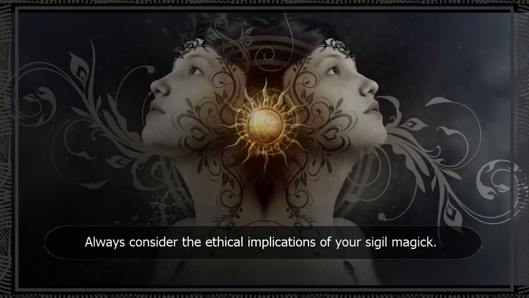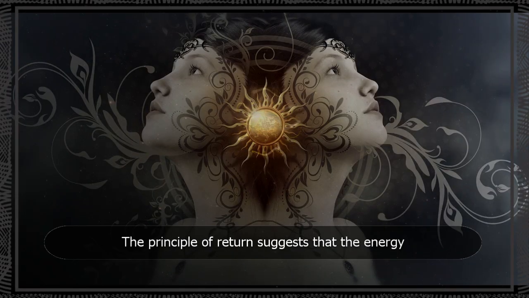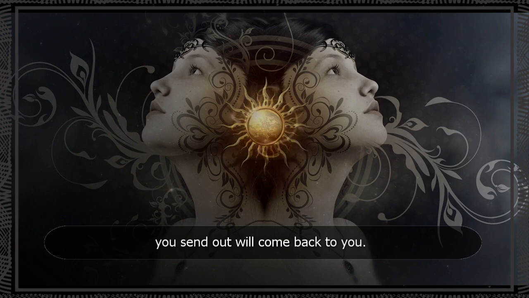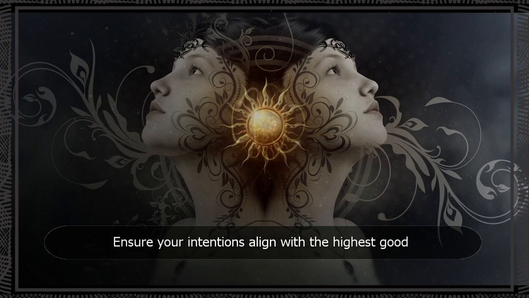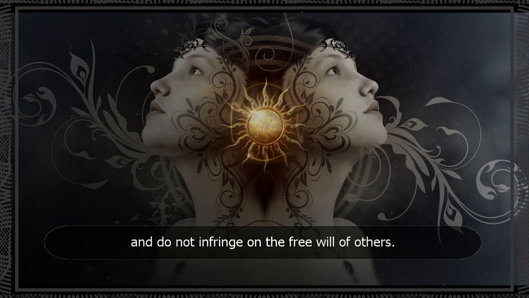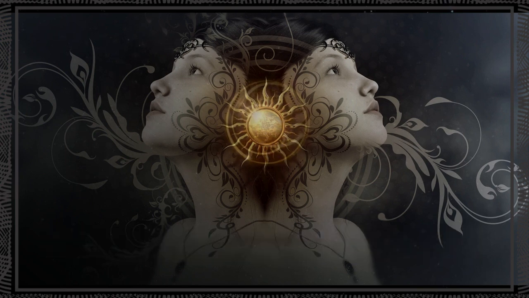Always consider the ethical implications of your sigil magic. The principle of return suggests that the energy you send out will come back to you. Ensure your intentions align with the highest good and do not infringe on the free will of others.